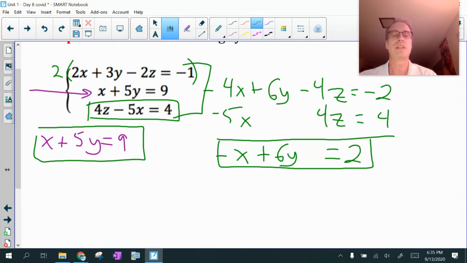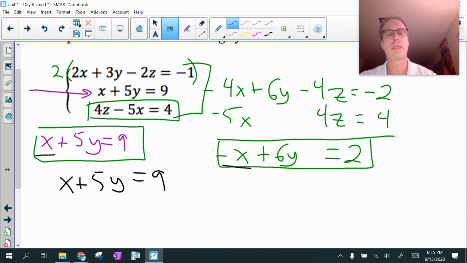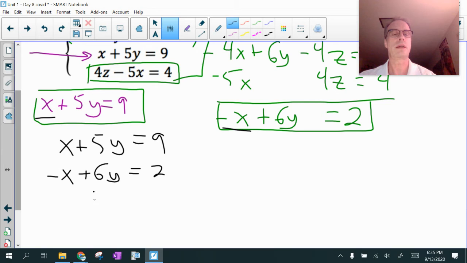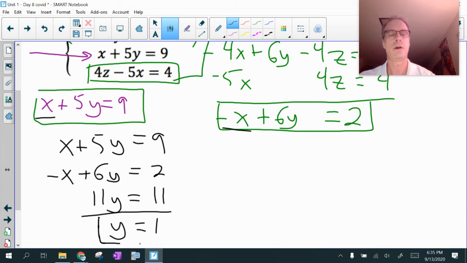Well, what's the easiest thing to do? In my mind, the easiest thing to do is just to add the two equations together because I've already got an x and a negative x. So I'm going to say x plus 5y, we've got there, and negative x plus 6y. All right, and let's add down. I get 11y, I get 11, so y equals 1. Awesome.